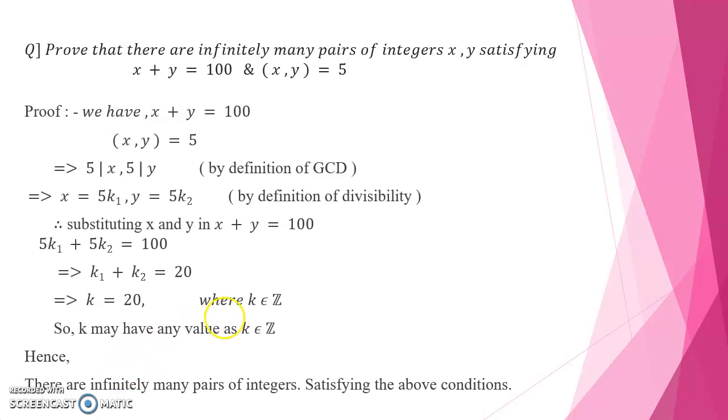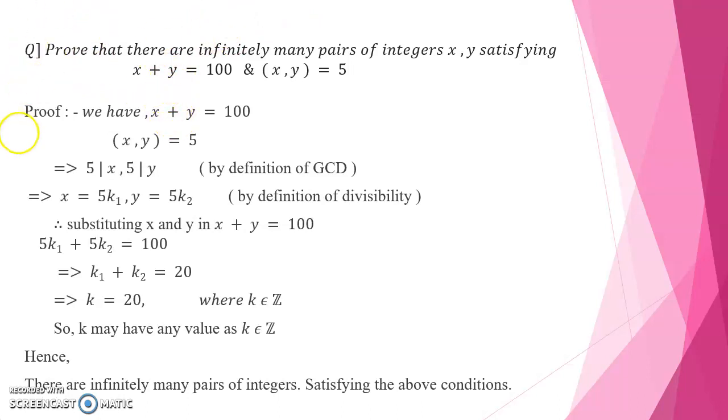Now we have considered another question, that is to prove that there are infinitely many pairs of integers x and y satisfying the condition that the sum of the two integers x plus y is 100 and the GCD is 5. So how many pairs are there? There are infinitely many pairs. The proof is very simple.